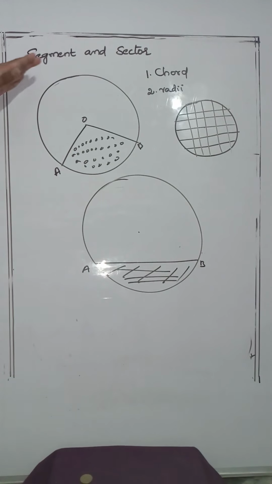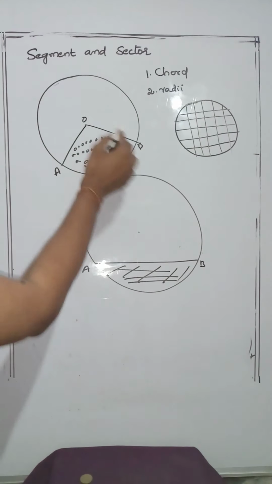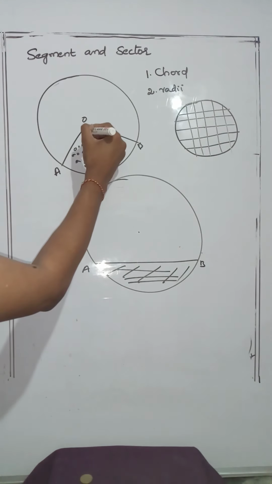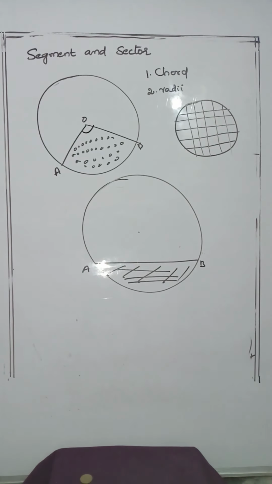Now, segment and sector. A sector is the amount of region which is bounded only by the radii of the circle. It forms an inclination with the center of the circle. That's the reason it is a sector. A sector is nothing but the amount of region enclosed by the radii with an inclination. Such a region is called a sector.